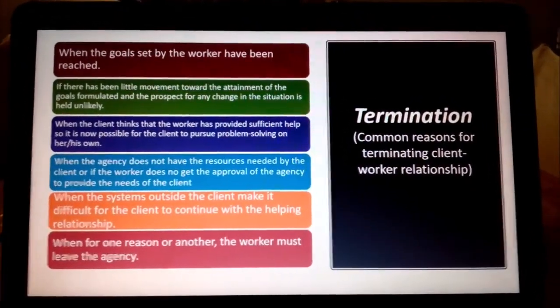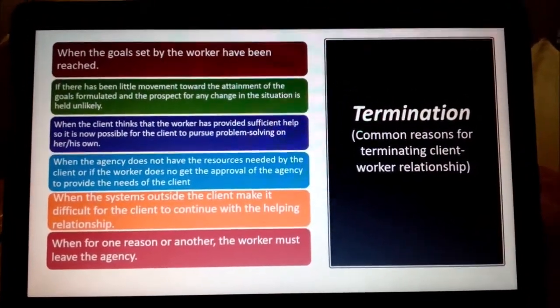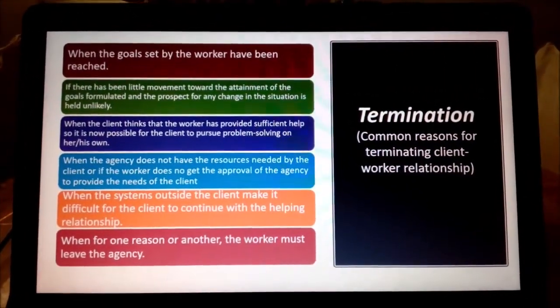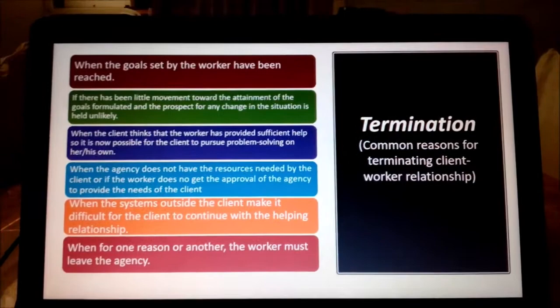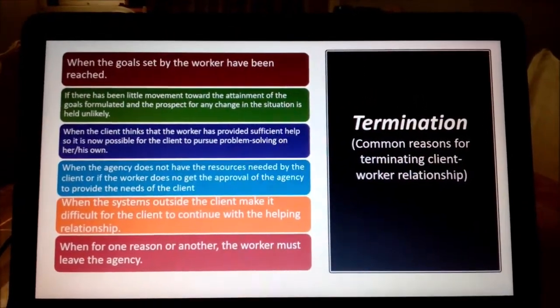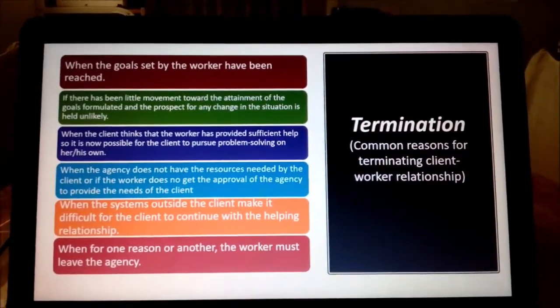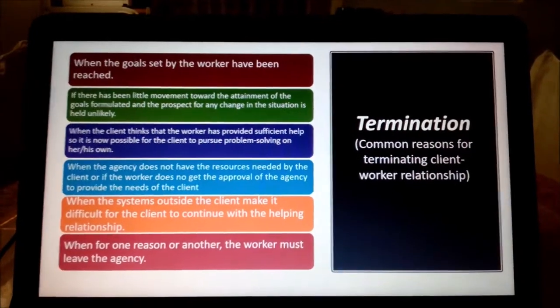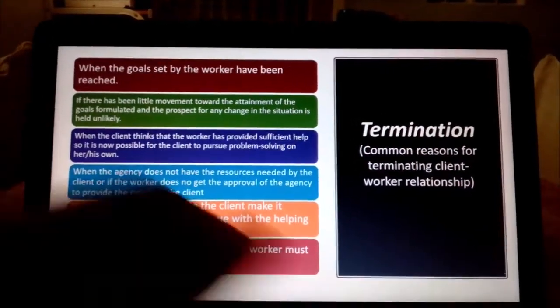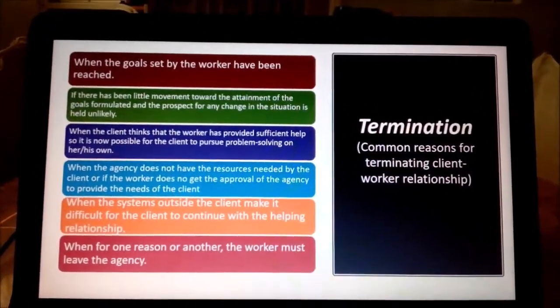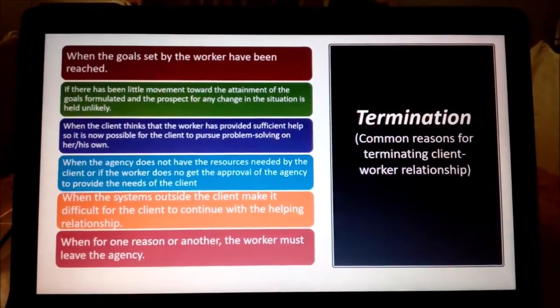Next, for the last process in social work, we have the termination. So, termination is to terminate, to remove, to eradicate. These are the common reasons for terminating client-worker relationship. What are the reasons that we are going to consider in order to terminate the relationship between the two?